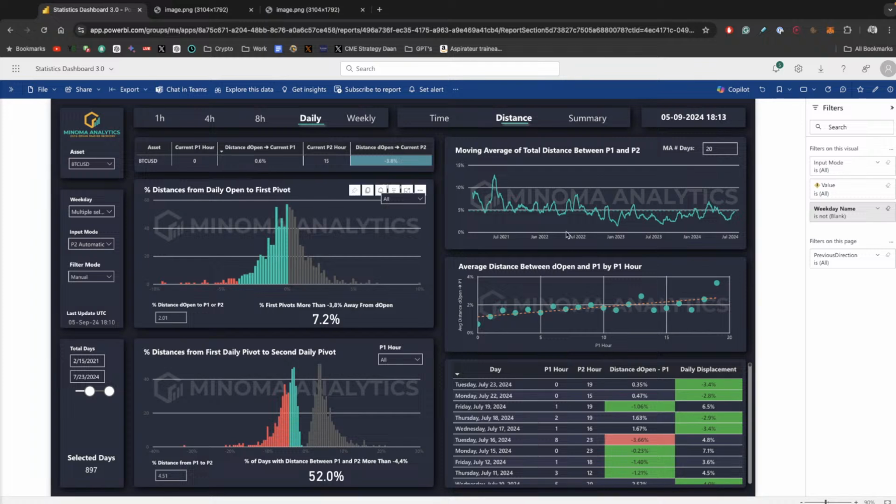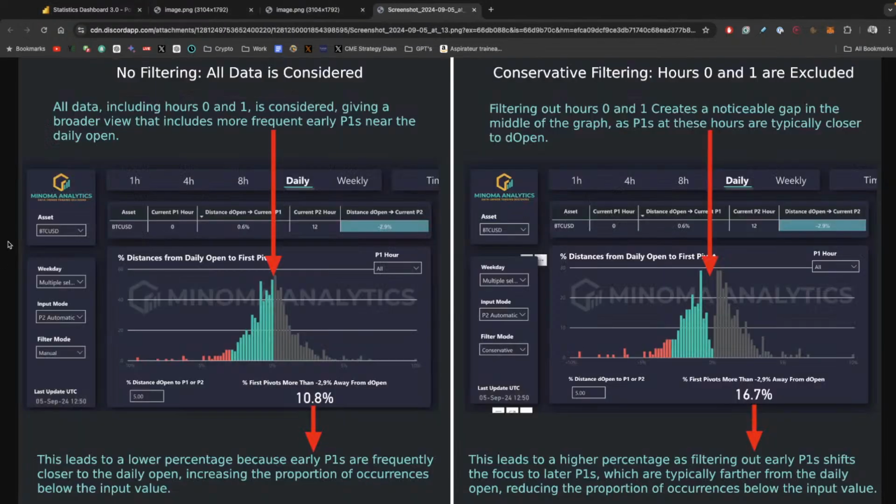Let me show you that right here. On the left, there's no filtering applied, and we have 10.8%. On the right, there's conservative filtering applied, and we have a value of 16.7%. So that's a 6% difference, and 6% is not even that much. Believe me, you can have way bigger differences than this. But let's go over this one.